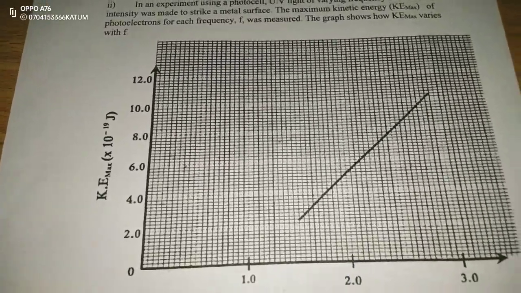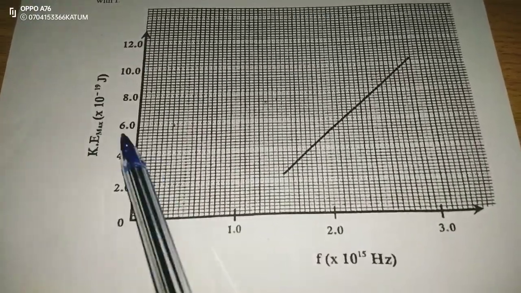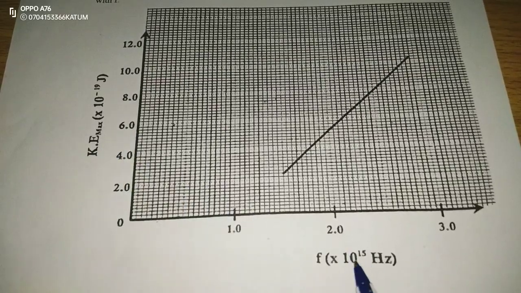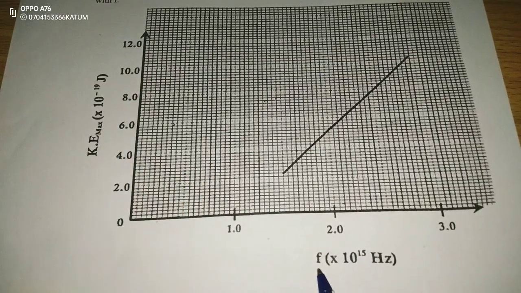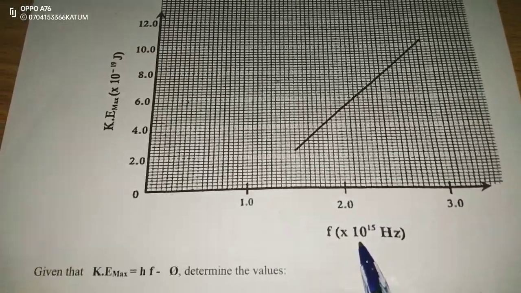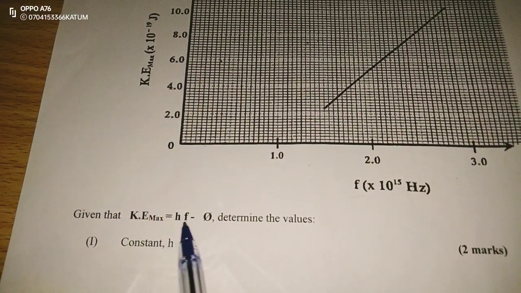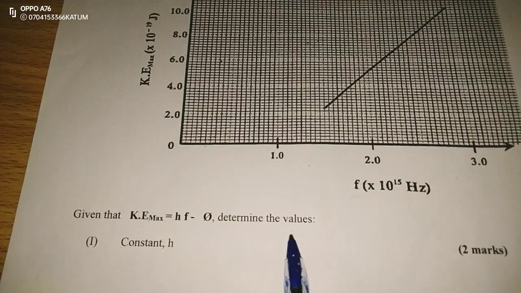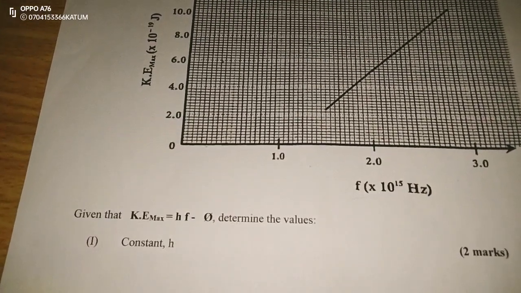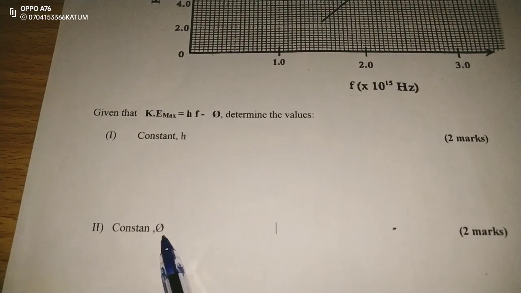Remember, this is a photoelectric effect whereby a graph has been plotted of kinetic energy in joules against the frequency of the UV light, because the frequency is varying. It is to the power of 15, 10 to the 15 hertz. We are told that the kinetic energy is equal to HF minus a certain constant here. Determine the values of 1, constant H, and 2, constant theta.